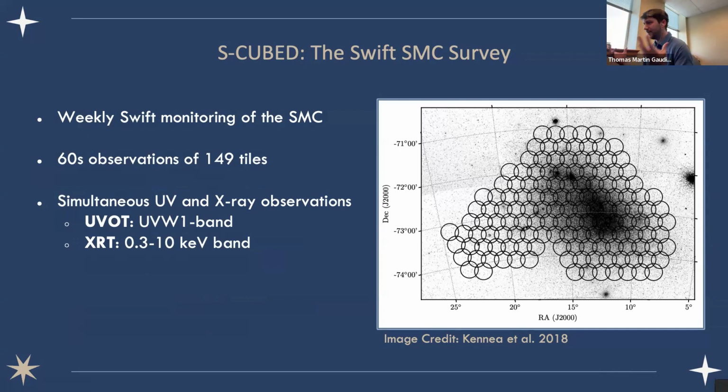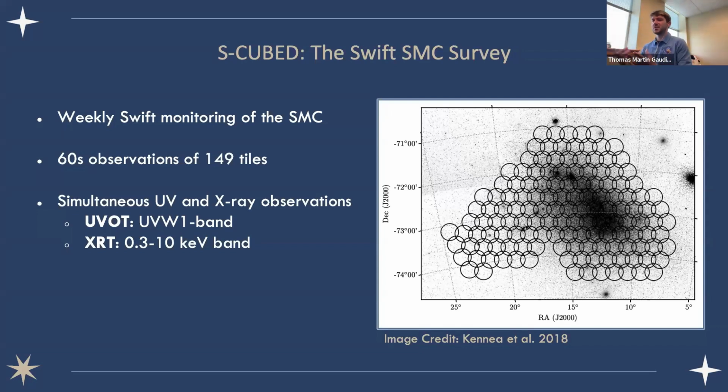There are 149 overlapping tiles that we observe every single week with a 60-second observation, which pushes us down to an X-ray luminosity of about 10^36 ergs per second, which allows us to detect even the faintest BE neutron star X-ray outbursts.